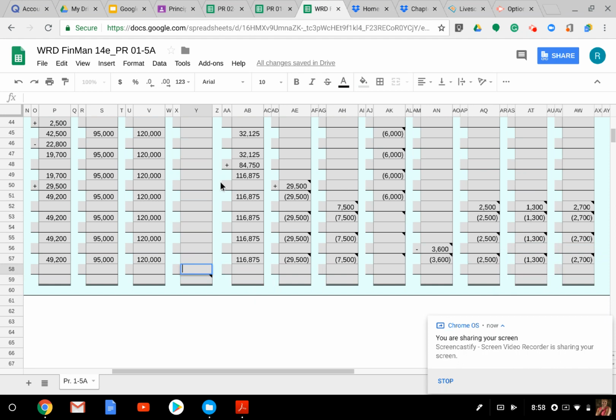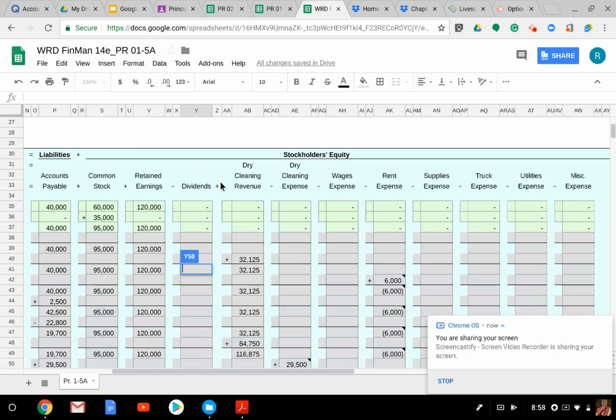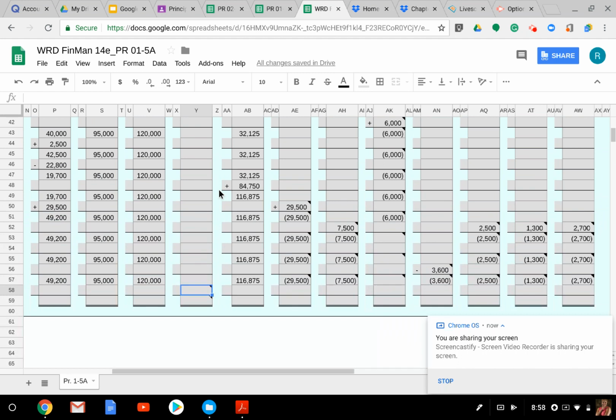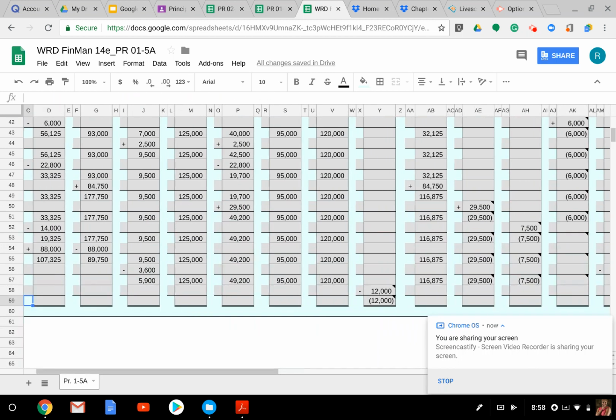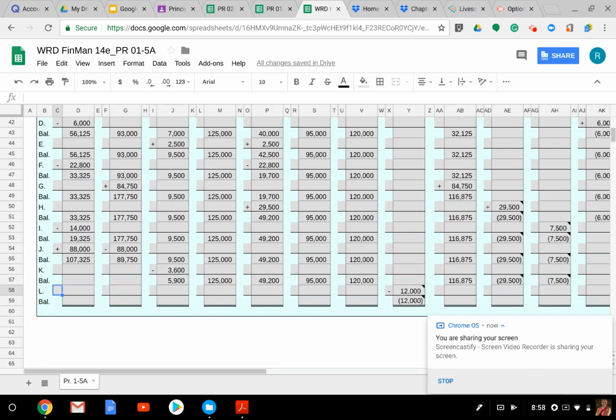Last but not least, I believe this is your dividends account here. Let's scroll up so we could see it. The other way. Okay, yes, that's our dividends. So here in our dividends account, in the last transaction, we paid dividends. So we paid $12,000 in dividends. So our balance here is $12,000. Okay. We're going to put the minus here so you can see that we paid that out. And if we paid anything, we use cash. Okay. So we're reducing cash by 12,000.